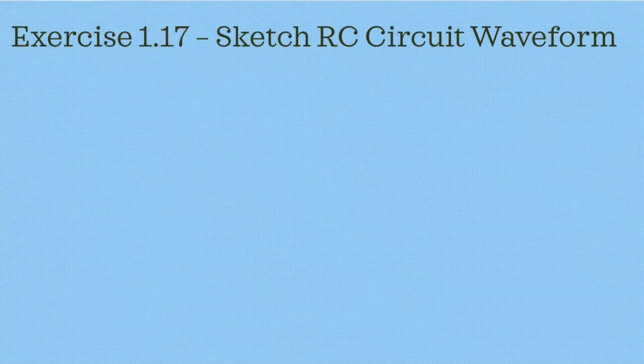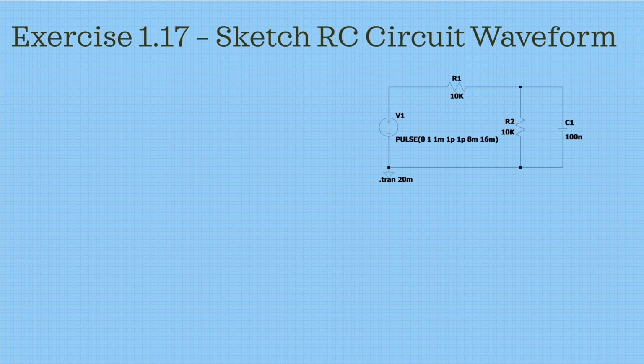So exercise 1.17 shows you a circuit with a power supply with a step input. That is an input that goes from 0 to 1 and stays at 1 volt. There are two resistors in series, so that's R1 and R2. Both of the values for the resistors are 10K. And then you have a 100 nanofarad capacitor connected in parallel with R2.